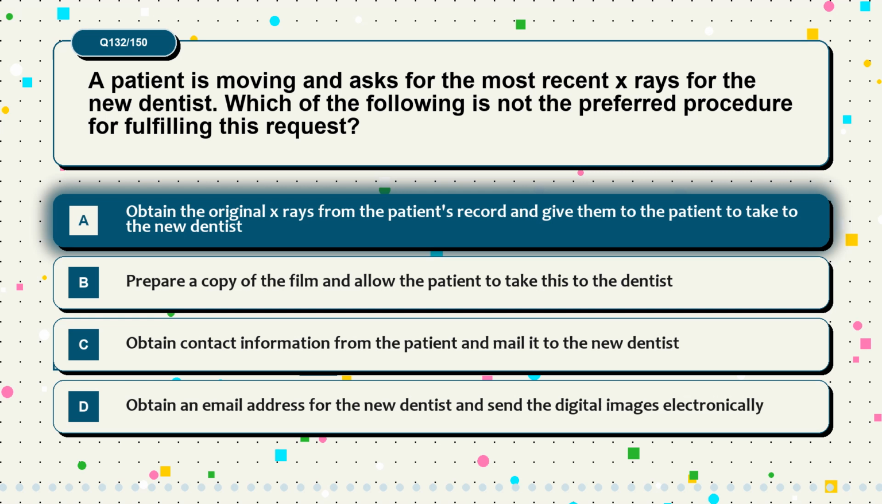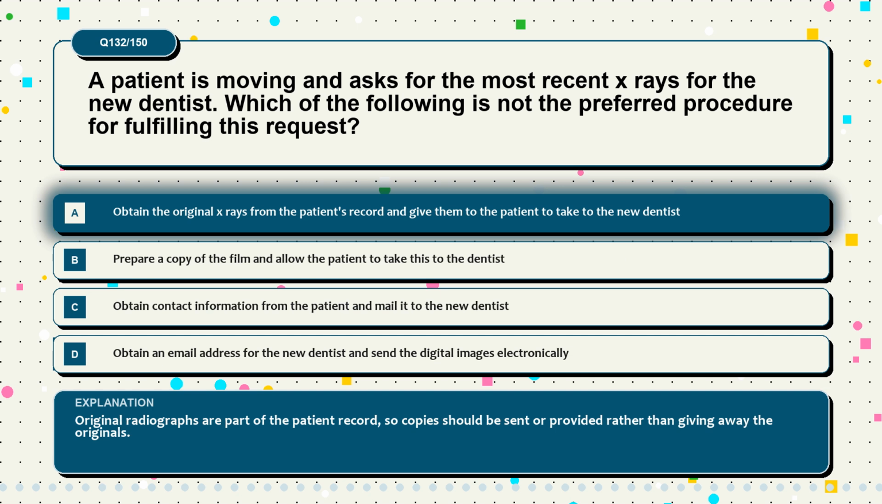The correct answer is option A. Obtain the original X-rays from the patient's record and give them to the patient to take to the new dentist. Original radiographs are part of the patient record, so copies should be sent or provided rather than giving away the originals.